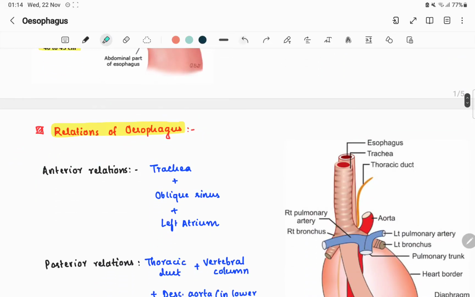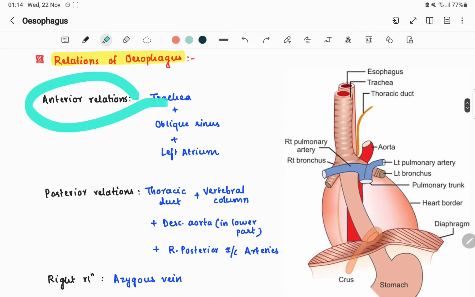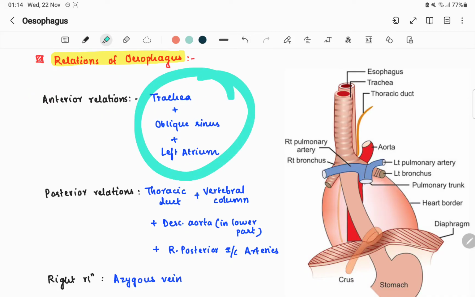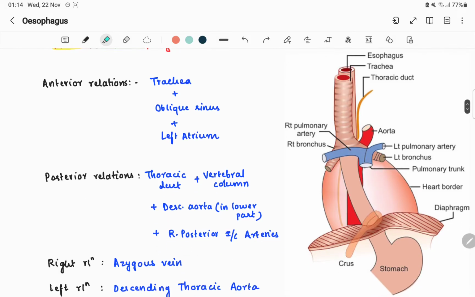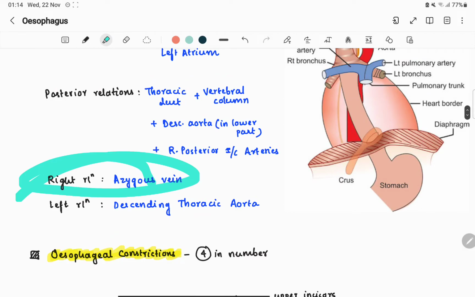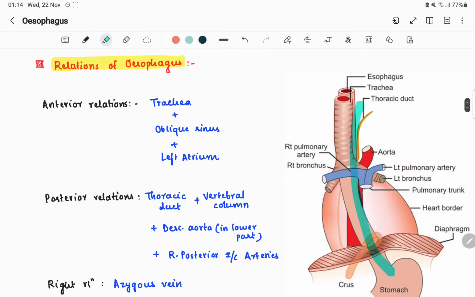What are the relations of the esophagus? The anterior relation is formed by the trachea, oblique sinus, and the left atrium. The posterior relations are the thoracic duct, vertebral column, descending aorta, and right posterior intercostal arteries. The right relation is the azygos vein, and the left relation is the descending thoracic aorta. You can appreciate the relations here.